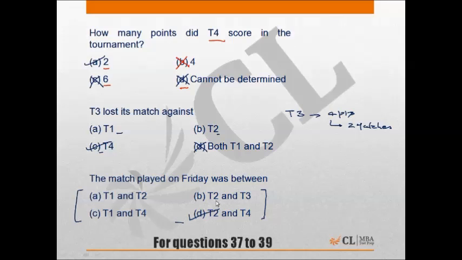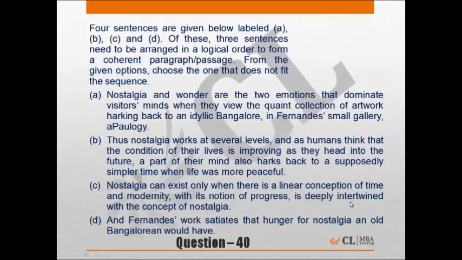Let's move on to the next question now. Question 40. 4 statements are given labeled A, B, C, D. 3 need to be arranged in a logical order to form a coherent passage or a paragraph. Okay, so odd man out in terms of parajumbles. Let's read the statements. Statement A. Nostalgia and wonder are the 2 emotions that dominate visitors' mind when they view the quaint collection of artwork harking back to an idyllic Bangalore in Fernandez's small gallery Apology.